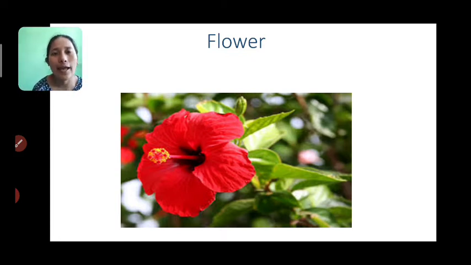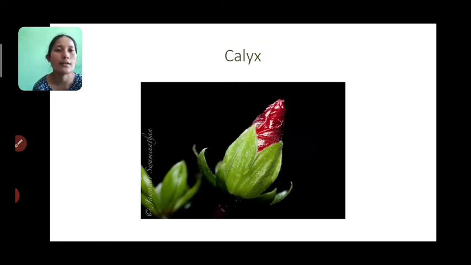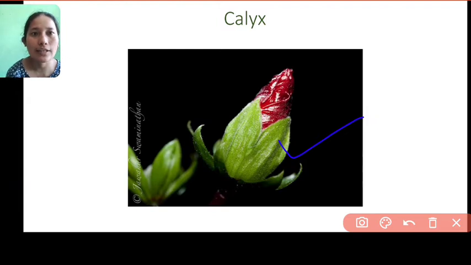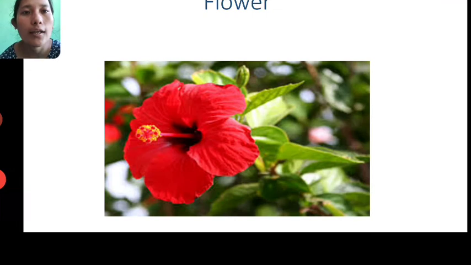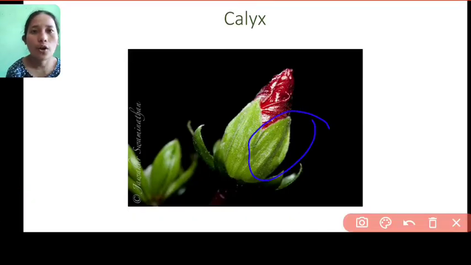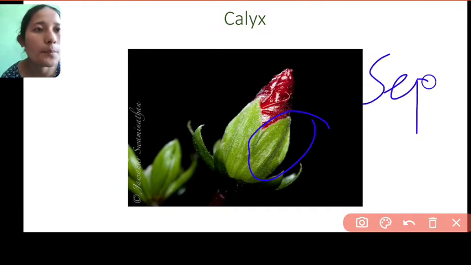Now your flower has 4 walls or 4 parts. Okay, let's start. The first wall is referred to as the calyx. Can you see this green colored portion, green leaf-like structure? That is referred to as the calyx. Collectively it is referred to as the calyx, but if you just take an individual part from that calyx, it is referred to as a sepal.